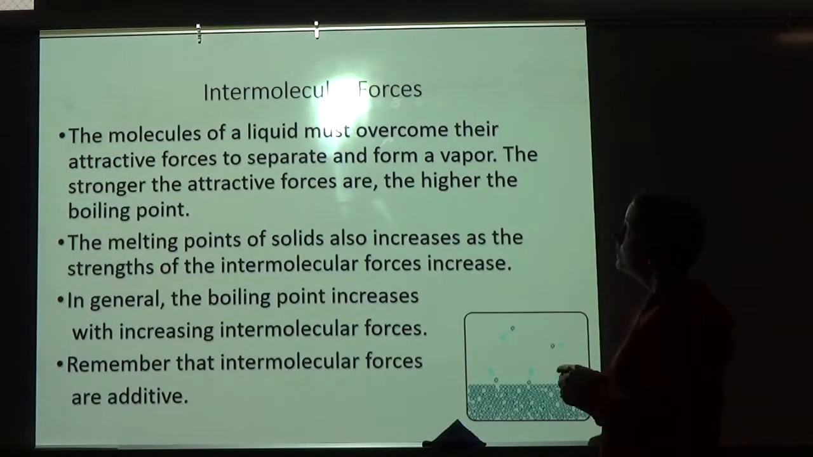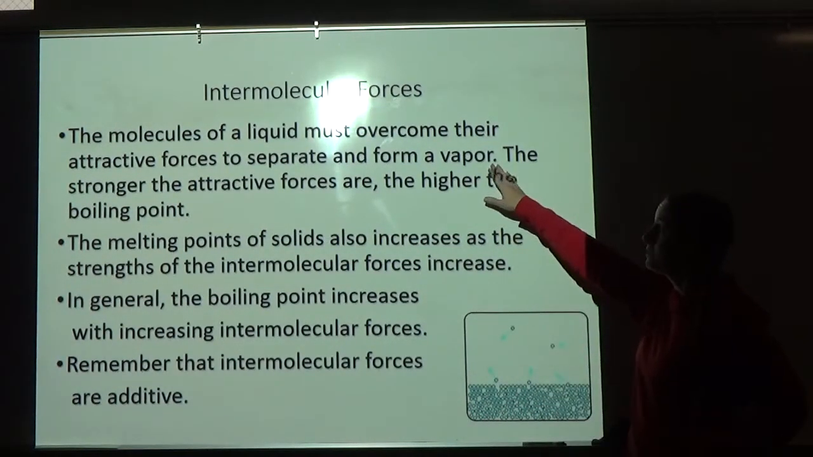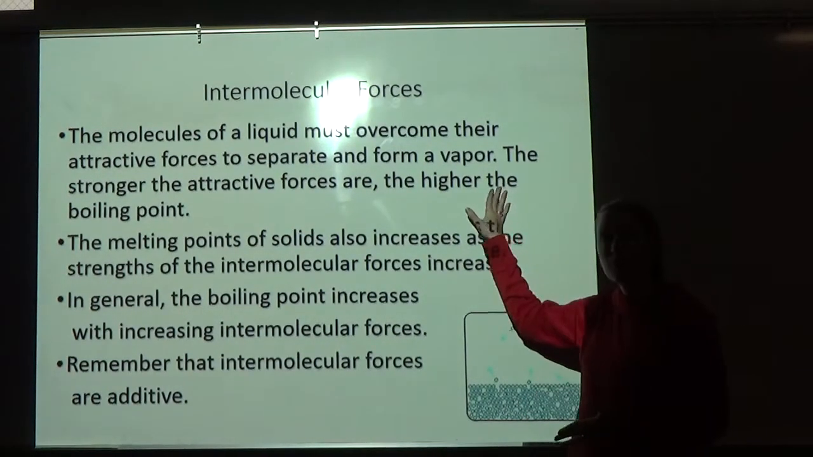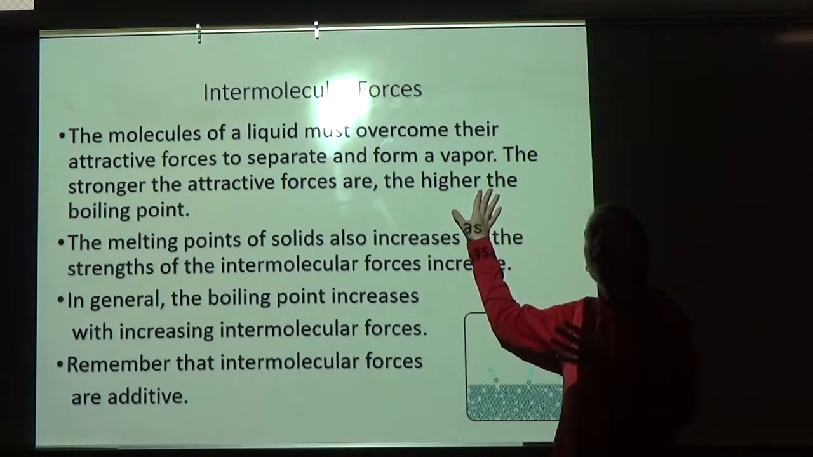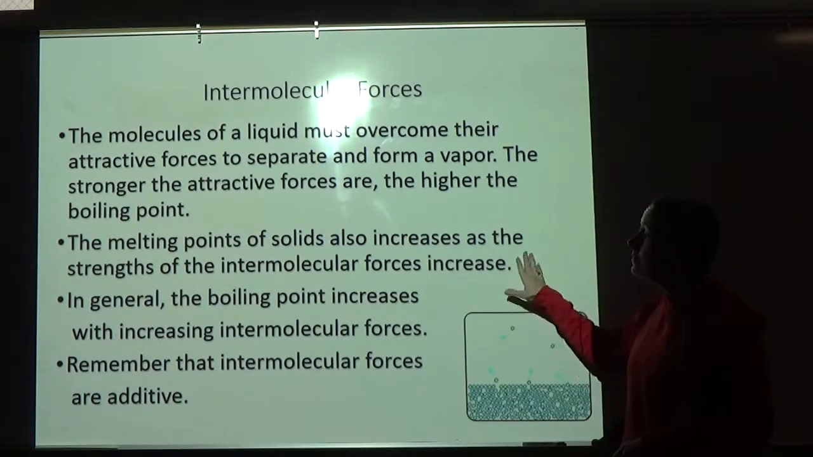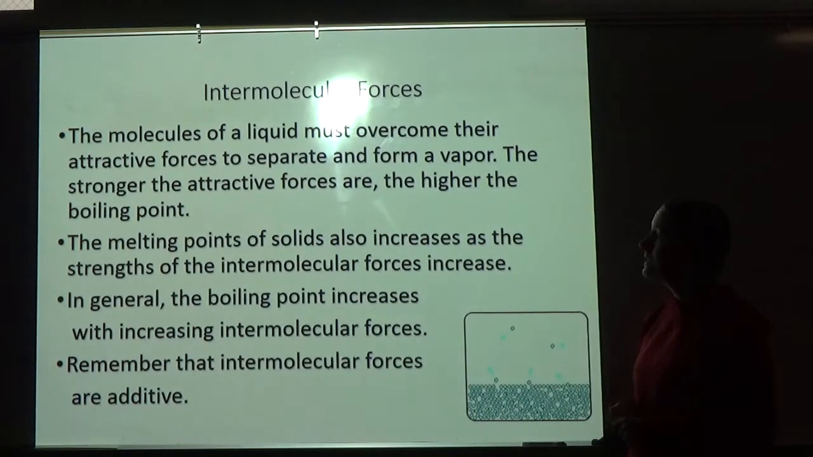Alright, so the molecules of a liquid must overcome their attractive forces to separate and form a vapor when you're talking about boiling. The stronger the attractive forces are, the higher the boiling point. So boiling point and melting point are always indicators of intermolecular forces. Higher boiling points and melting points, the molecules tend to have stronger intermolecular forces. The melting points of solids also increase as the strengths of intermolecular forces increase.